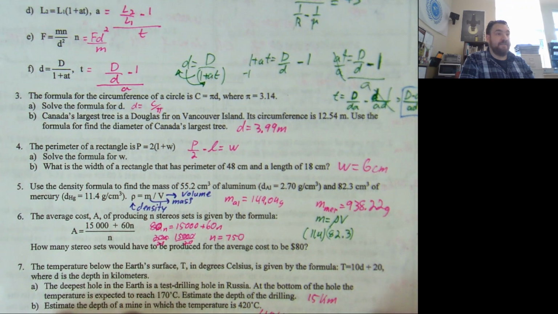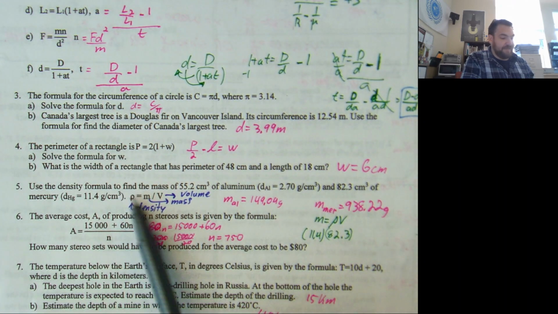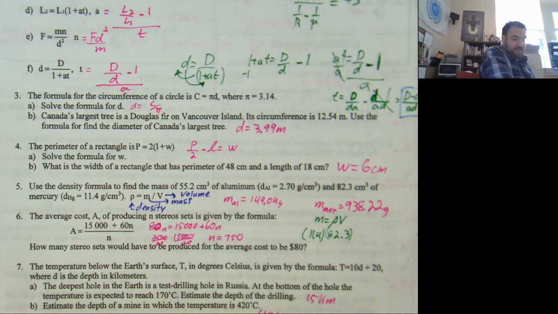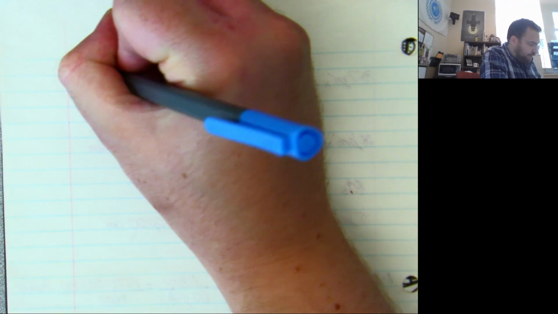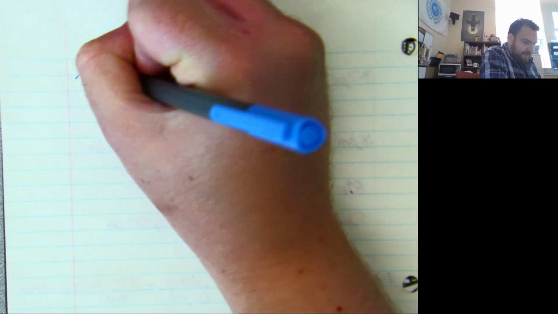Okay, we wanted 5. Well, let's take a look at 5. Using the density formula to find the mass of this, I'm going to have to grab a separate sheet of paper because I don't have space there. So question 5, the density formula is this. Rho equals m over v. I'll zoom in so it's easier to see.